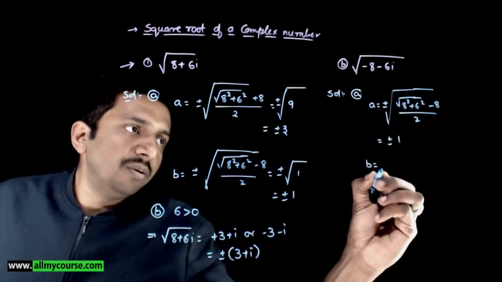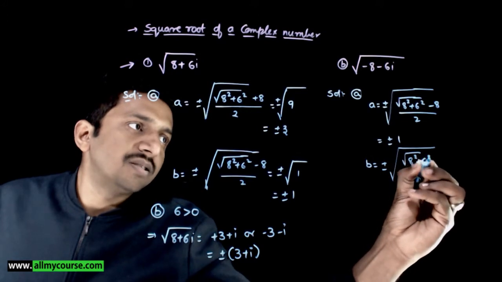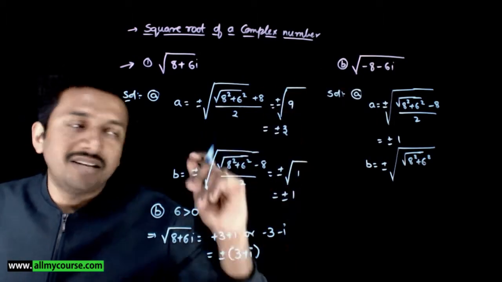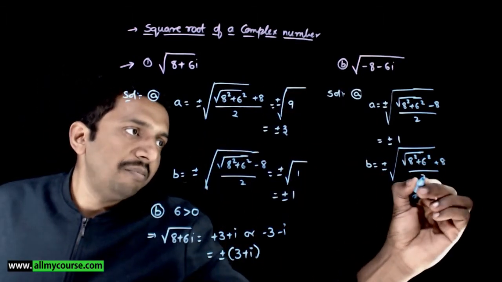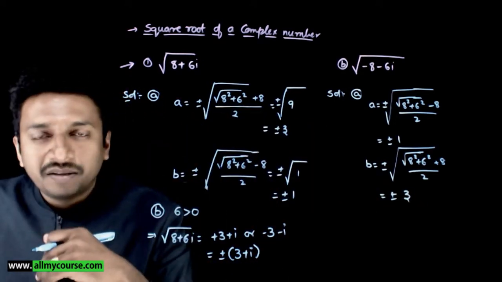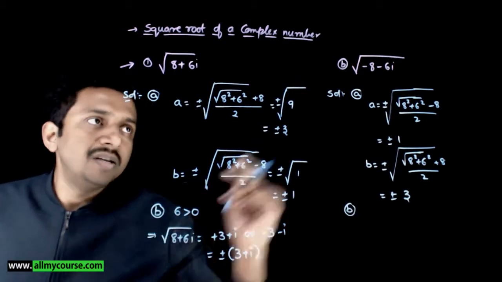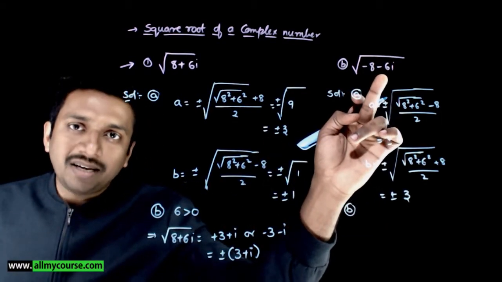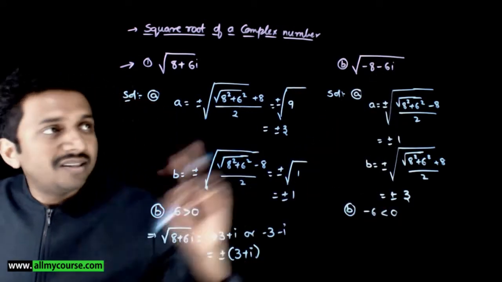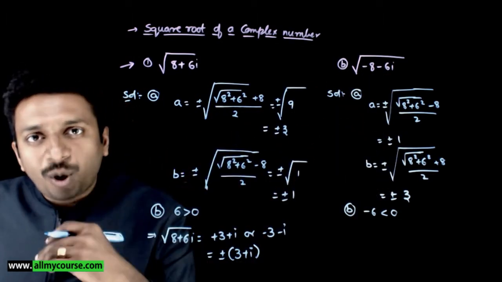And b is equal to plus or minus of square root of 8 square plus 6 square minus x, that is minus of minus 8, that is plus 8 by 2, that is equal to plus or minus 3 as we have done here. Now you got both a and b. So now in the second step, look whether the imaginary part is positive or negative. So here minus 6 is less than 0. The imaginary part is negative. So a and b should be taken of opposite signs.